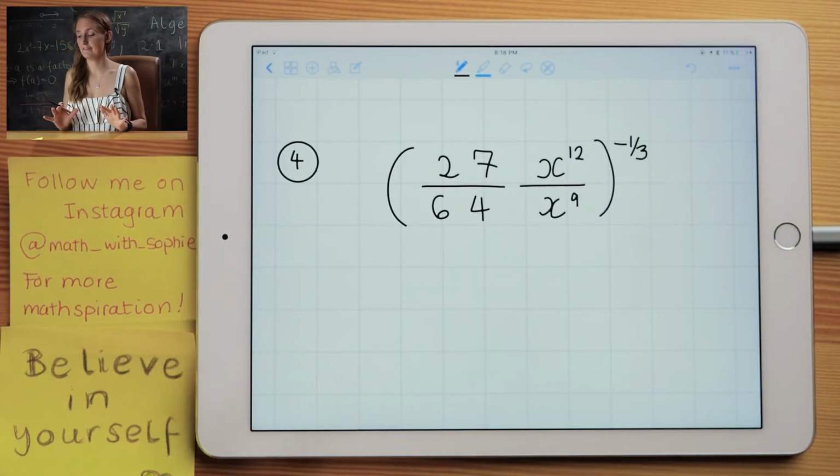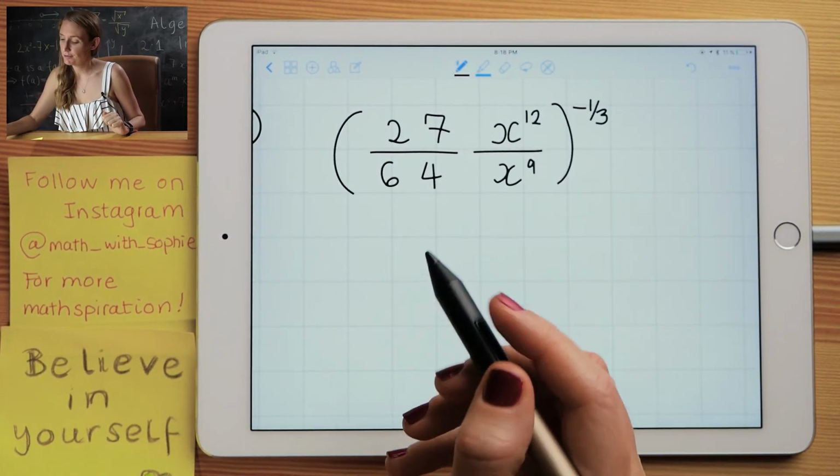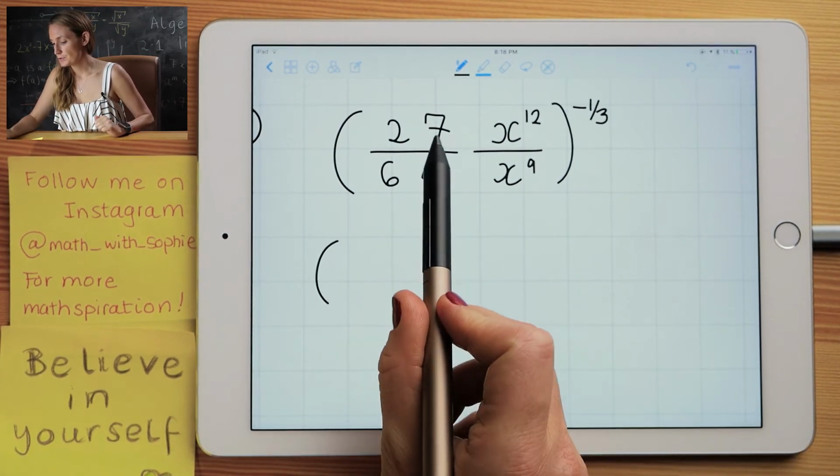This is the last question in the whole series about indices. So I hope if you've managed to stay with us to the end, good job. Last, but maybe the most difficult question, let's see.